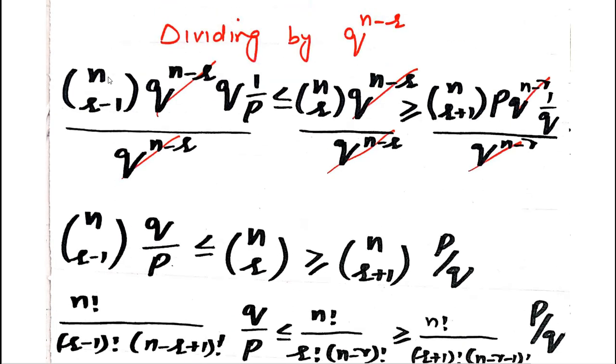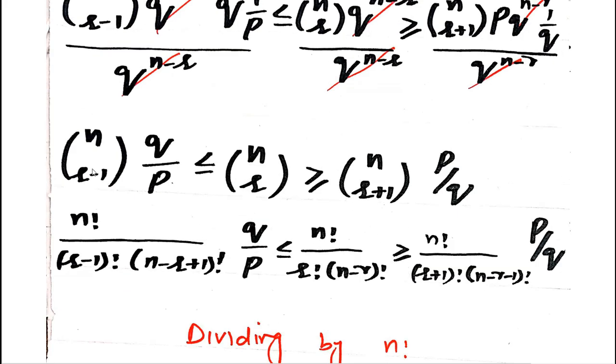nC(r minus 1) q over p, nC(r minus 1) q over p. These terms vanish because they cut with each other. nC(r plus 1) p by q.